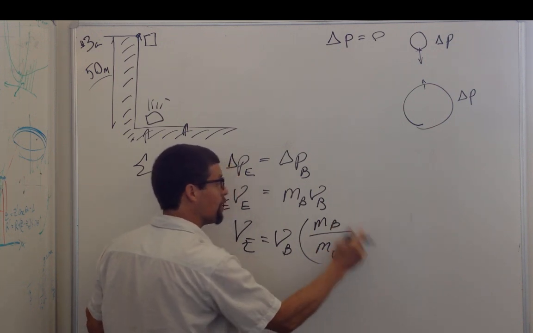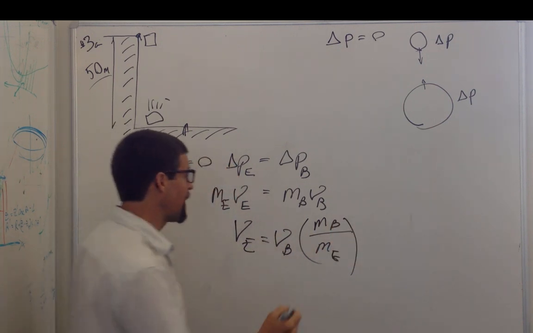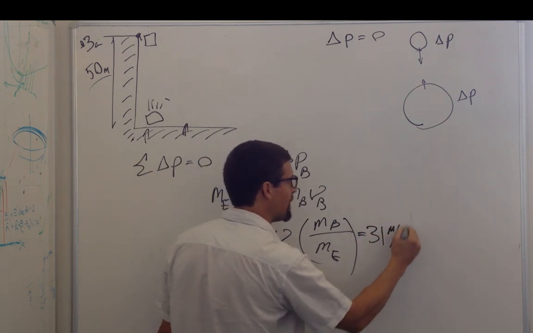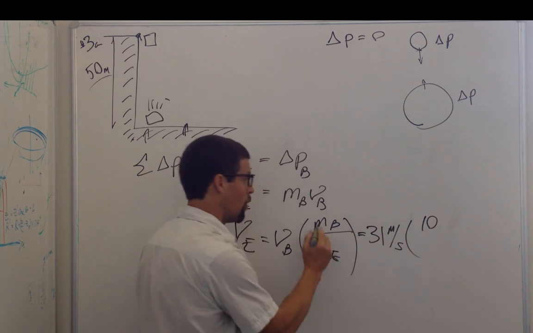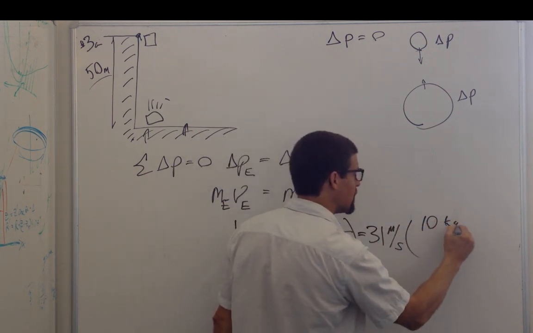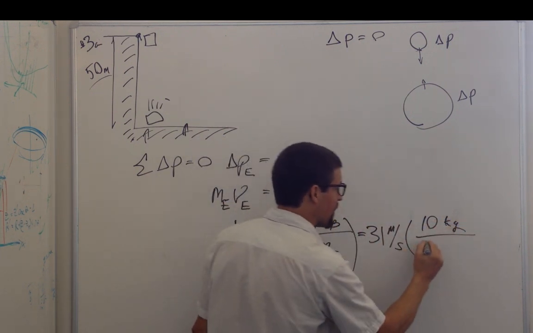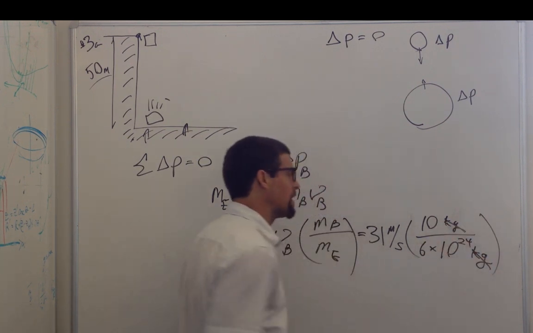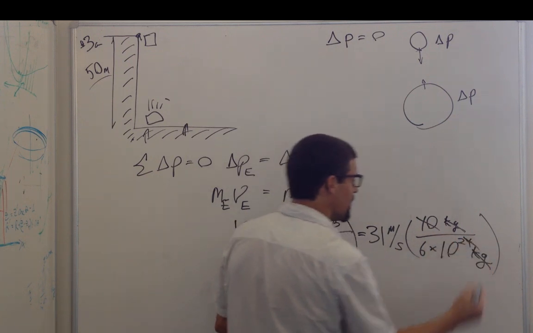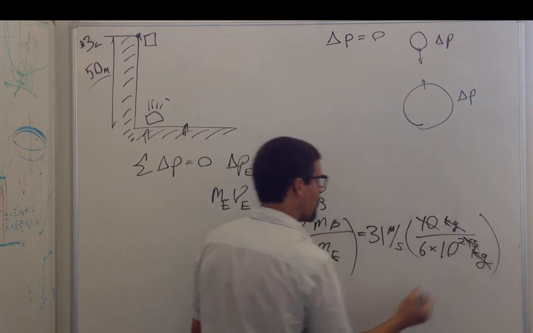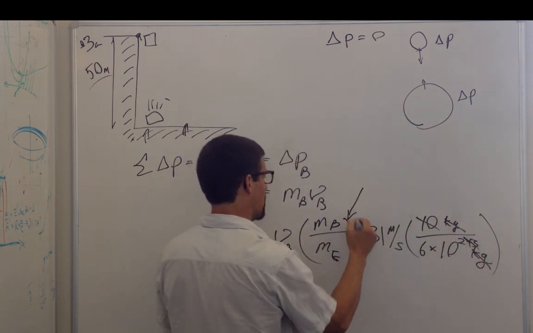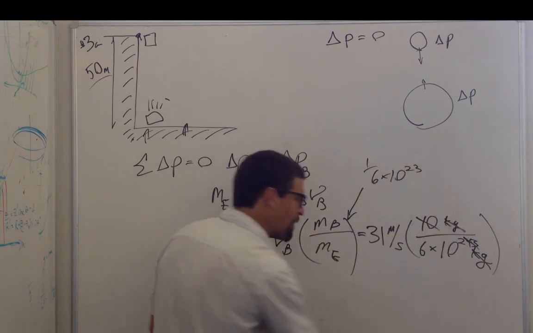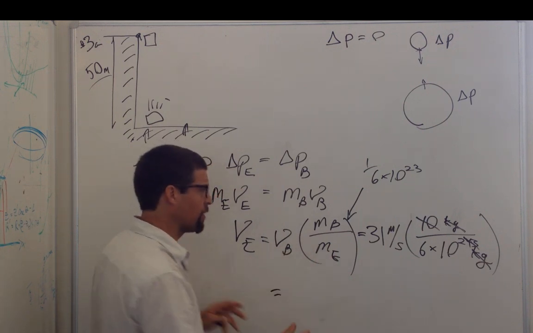Right? The mass of the Earth is way bigger than the mass of the box. Right? This winds up being what? 31 meters per second times, what's this? 10 kilograms. And the mass of the Earth is about 6 times 10 to the 24th kilograms. That's just a ratio, it's unitless. And I like this because that's Avogadro's number. Right? So this ratio is 1 over 6 times 10 to the 23rd. I make my life easier doing scientific notation.